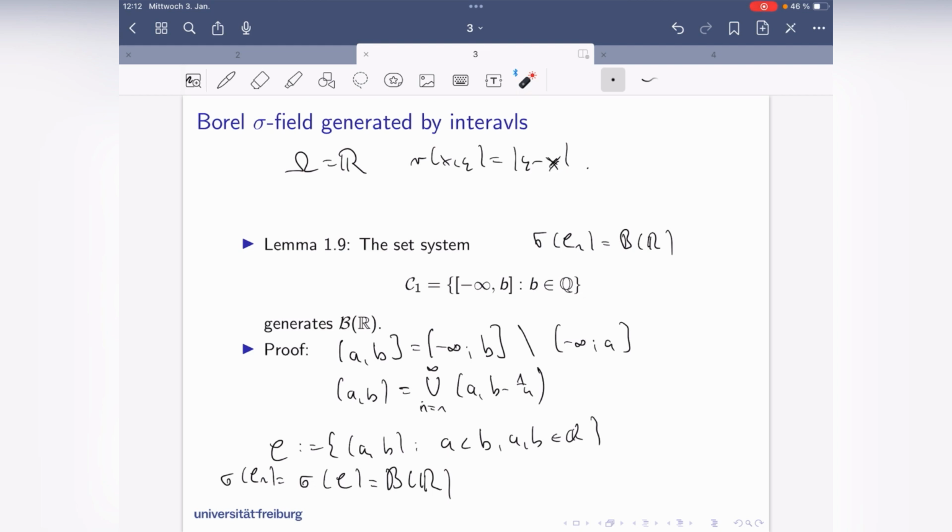And in the next video we will have another set system which will be important later on, which are so-called Dynkin systems and also compact systems. See you then.